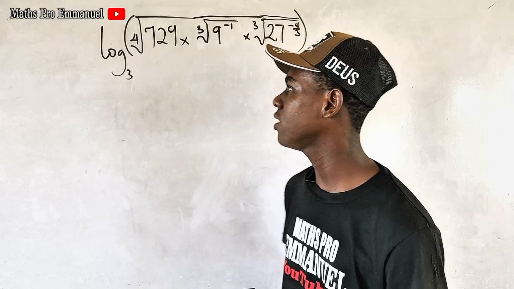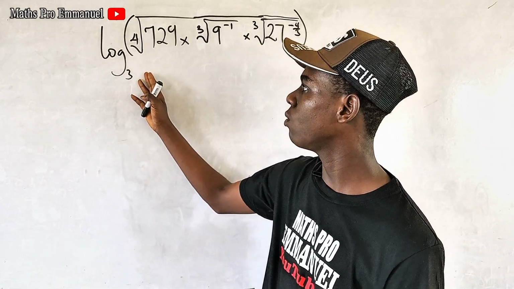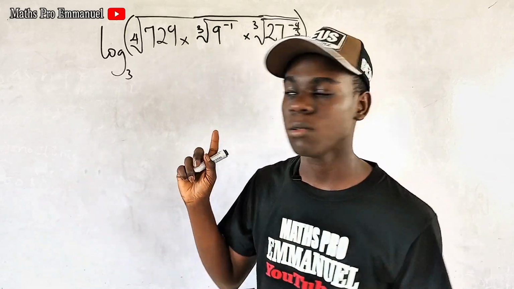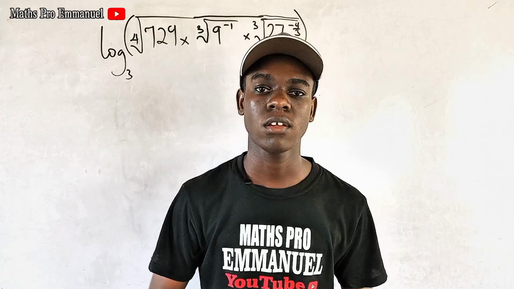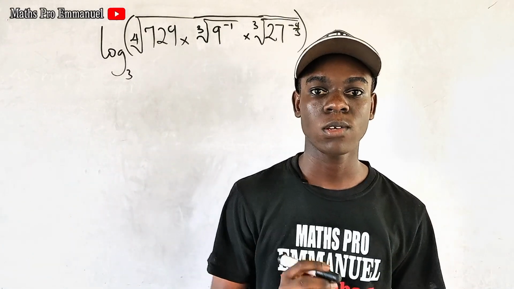So on this one, let's see how we can give a solution to this problem we are given. You are asked to simplify log of the fourth root of 729 times the cube root of 9 raised to the power of minus 1 times the cube root of 27 raised to the power of minus 4 over 3, without the use of a calculator. All in base 3. Now let's see how we can solve it very fast.